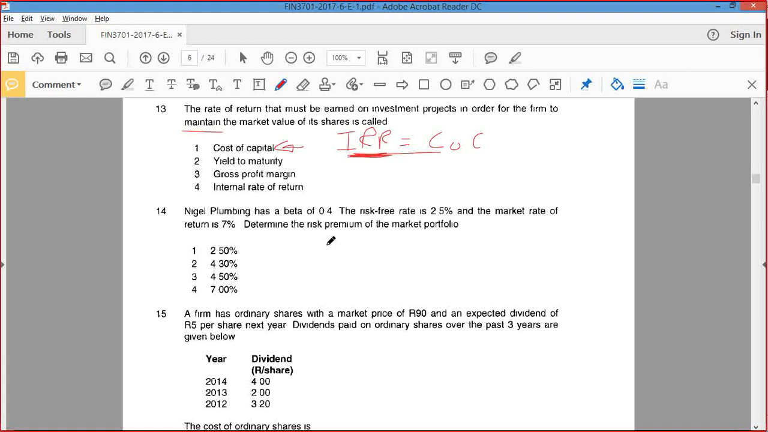Okay. Cool. 14, Nigel has a beta, risk-free, market return. What is the risk premium of the market portfolio? This should be CAPM, definitely. With CAPM, if you're looking at the risk premium, the risk premium is the market rate minus the risk-free. So what is the market rate here? 7. 7 minus the risk-free, 2.5, is 4.5. That's the answer.